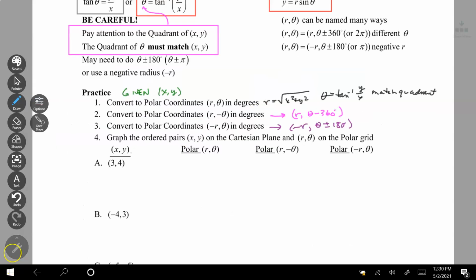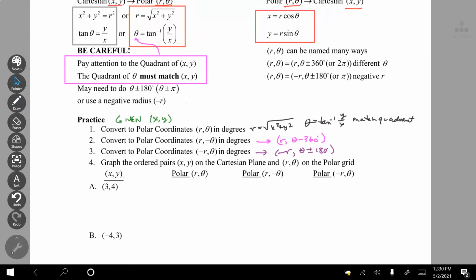So for the next set of problems, I'm giving you an x and y value, and we're going to convert them to r's and thetas. The first thing we're going to do is use those equations on the top of the page to convert into r's and thetas right here in the red box. Make sure we match the quadrant, and then we're going to convert into a negative theta by subtracting 360 degrees from it. And then we're going to make a negative r, which means I have to add or subtract 180 degrees from that theta, and so on and so forth. So let's go to it.